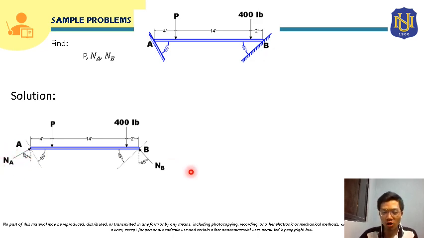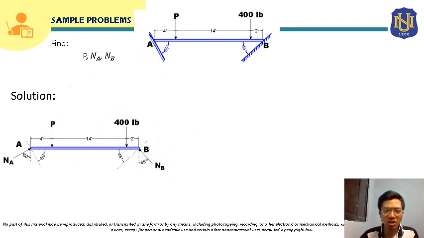Also, for surface B, the reaction force here will be a normal force, and it will be applied at the point of contact of this rod and this surface, so it will be here at this point. We will name this normal force NB, and it is applied perpendicular, or 90 degrees, from this incline. If this incline is 45 degrees, and we draw a vertical line here, the angle of this normal force B will be 45 degrees from the vertical. So from here, we can now start solving.